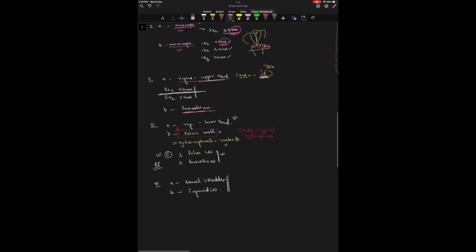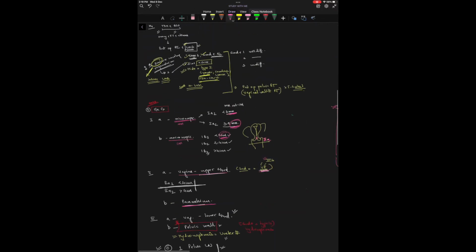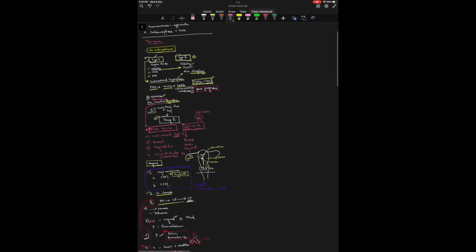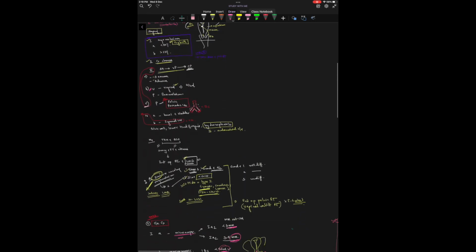Lower 1/3 vagina, pelvic wall and the ureter, and C is the same as the endometrial cancer, which is pelvic lymph node and para-aortic lymph node. And stage 4 is the involvement of bowel and bladder and the inguinal lymph node. Now what is very important is the treatment, which is slightly difficult, right? So we will go step by step.